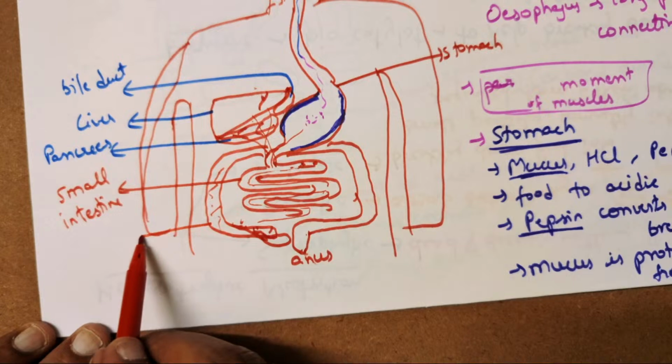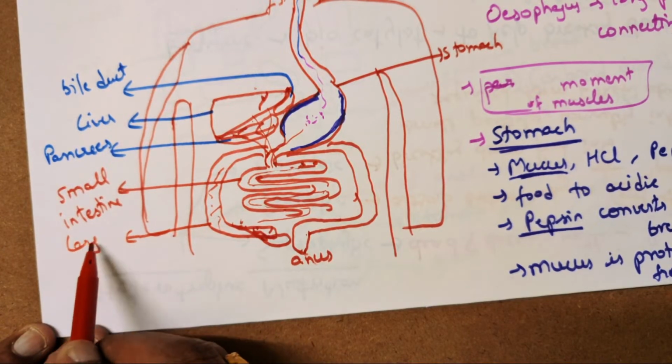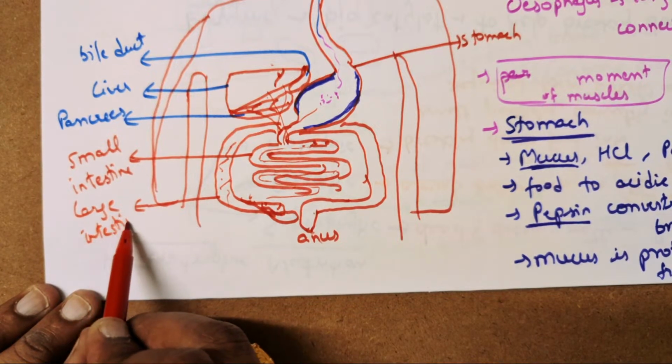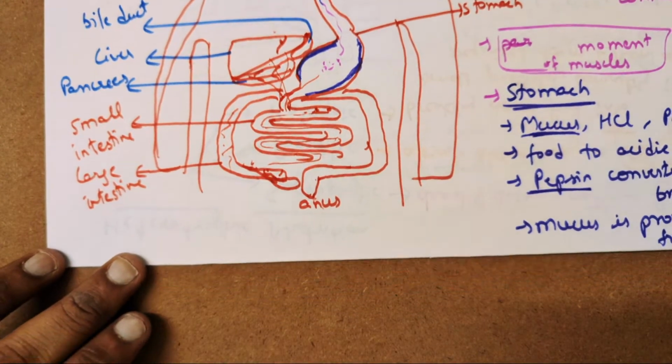So this is the large intestine. Now I'm explaining one part each time so that it will be easier to remember, and not marking all the parts at the same time. So let's see what is happening in the large intestine.